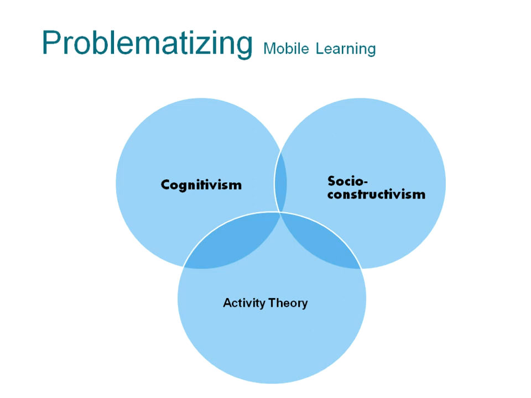But when we see all these three theories, they are intermingled. Activity theory talks about external and internal motivation. On the other hand, cognitivists talk about external motivation, and socio-constructivists talk about internal. So this mobile learning comes into both these theories.